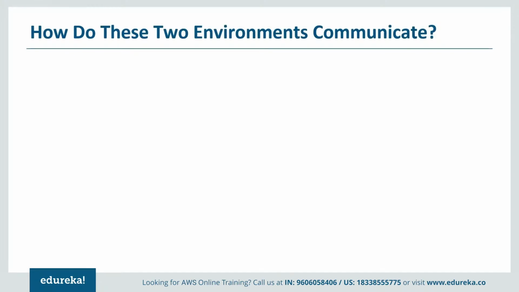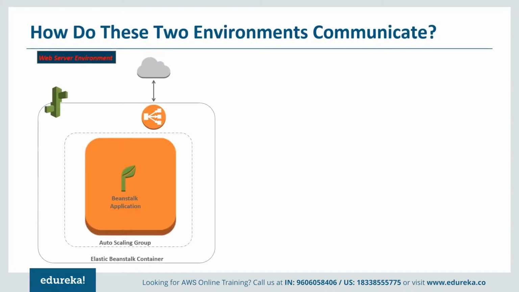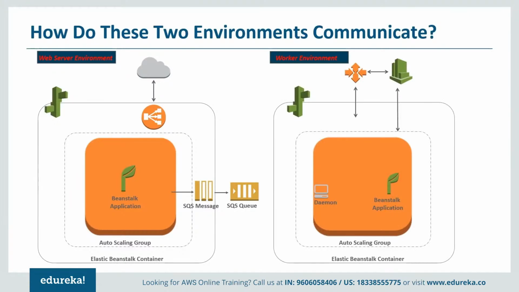Now you know what a web server environment is, what a worker environment is, and why we need a worker environment. But there has to be some way for the web server environment to pass this task on to the worker environment. Let's see how. So you have your web server environment. It has received a request, and while processing, it has encountered tasks which are taking a lot of time. So it creates an SQS message. SQS is the Simple Queue Service offered by Amazon. This message is then put into the SQS queue, and the different requests are arranged based on priority in the SQS queue.